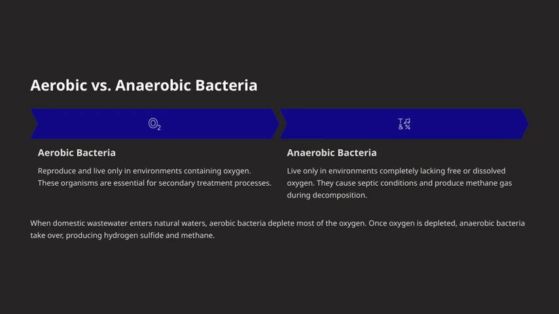Now, in the context of domestic wastewater entering natural waters, the process is quite dynamic. When wastewater first enters, aerobic bacteria quickly consume most of the oxygen, depleting it. Once the oxygen runs out, anaerobic bacteria take over, and this shift leads to the production of gases like hydrogen sulfide and methane. This transition is important because it impacts water quality and the smell, and understanding it helps us manage and treat wastewater more effectively.